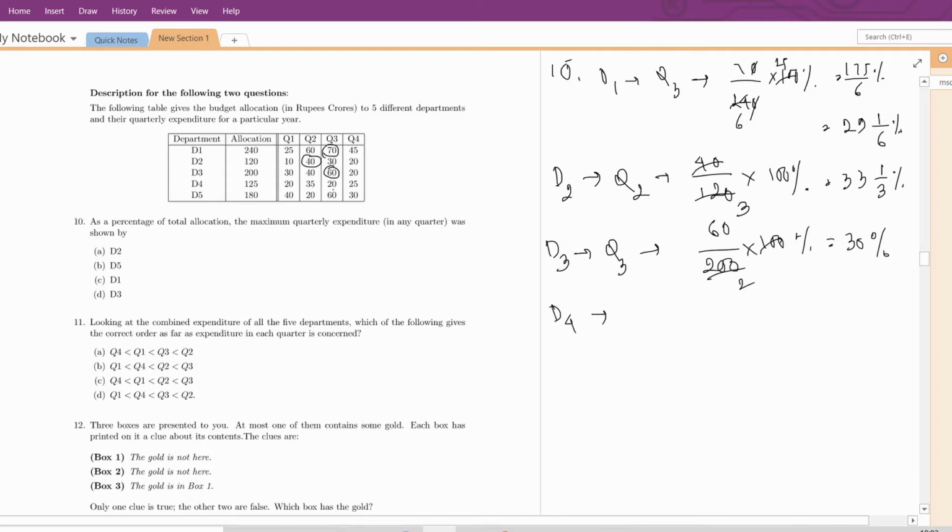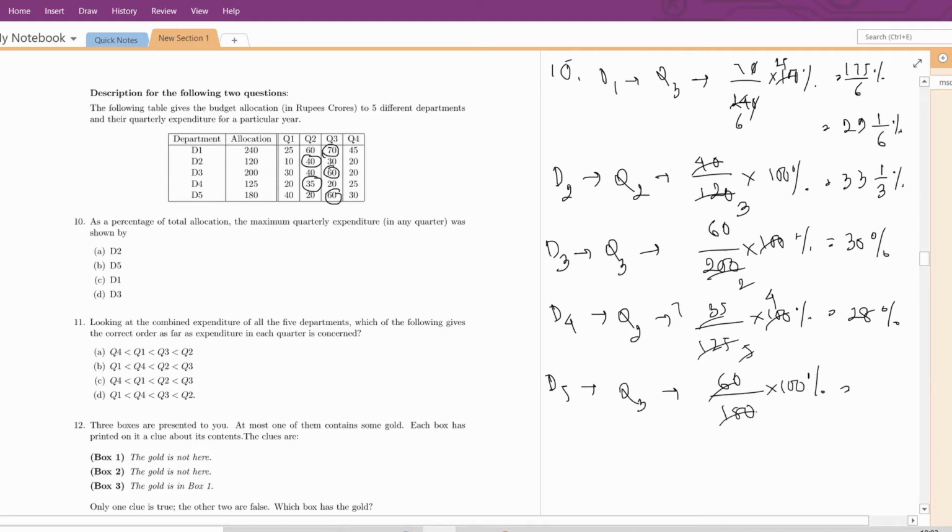For D4, the maximum expenditure is in Q2, which is 35 divided by 125 into 100, 28%. And for D5 it is again Q3, which is 60 divided by 180 into 100%, so it is again 33 plus 1/3 %. So the maximum quarterly expenditure in any quarter was shown by these two, D2 and D5. So the correct options are option A and option B.